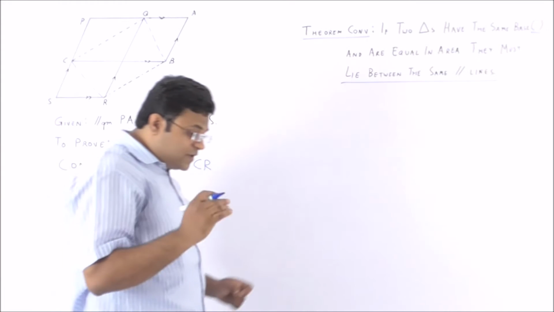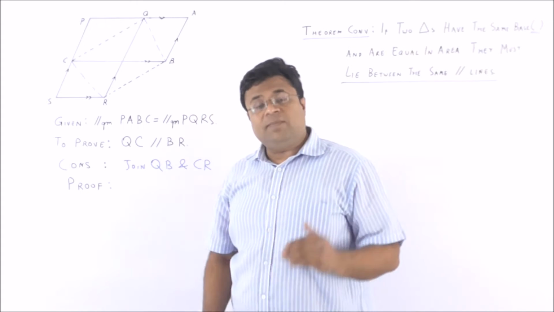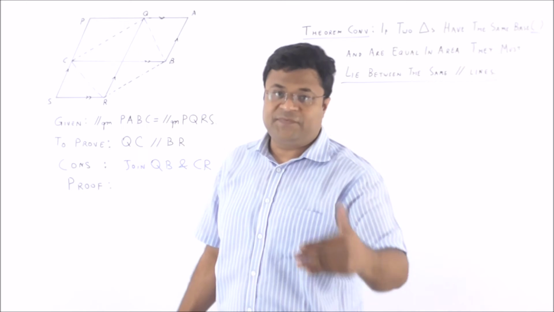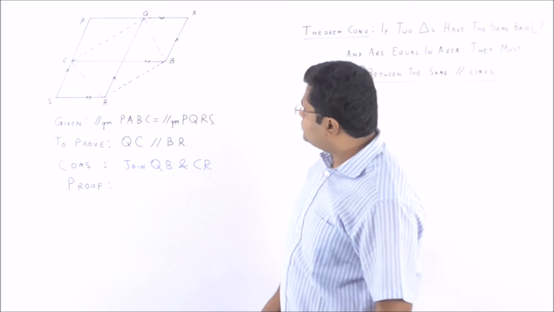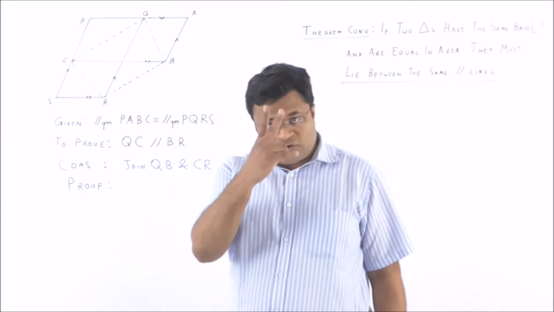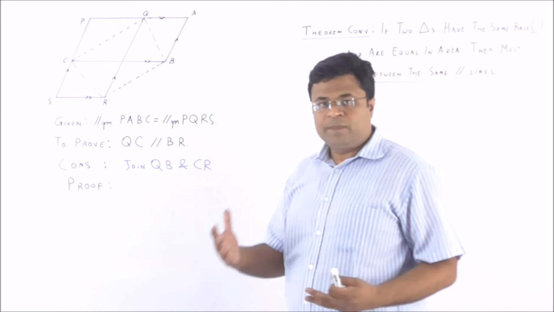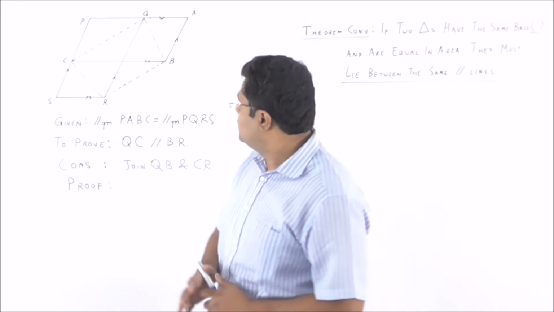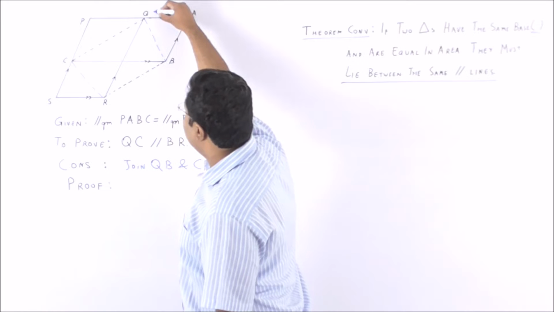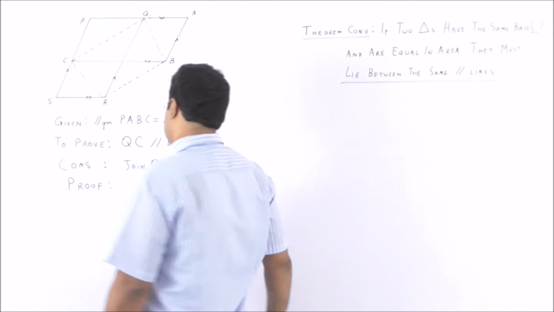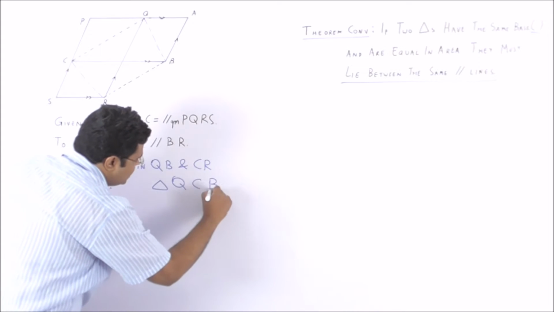okay, so now once we have joined QB and CR, what's going through your mind? I am discussing the solution, but I also want you to think ahead of me. Think what would be the next step. For the proof, we have to consider two triangles. Could you locate the triangles? Try to locate. We have one triangle which is very important. That is triangle QCB. See? Triangle QCB.